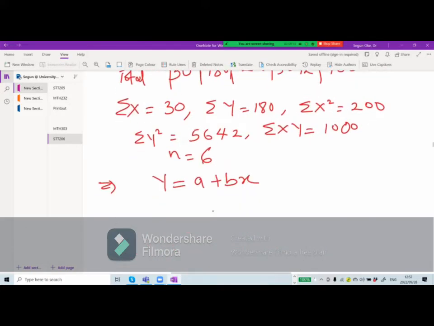So what is A? Formula for A, we can use the same formula we used to solve the problem. Now, then what is B?